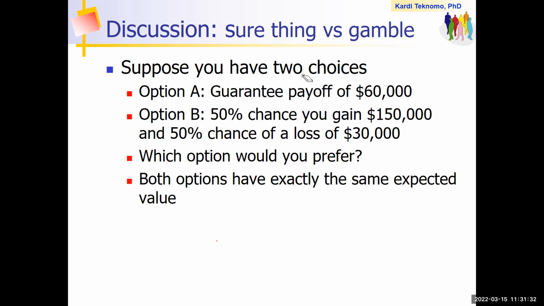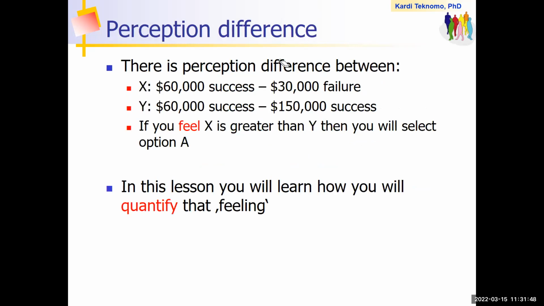In this example, comparing surety and gamble, which one will you choose? Everyone has a different preference, so there is no right or wrong. Perception is different. Between 60,000 success and 30,000 failure, or 60,000 success minus 160,000 success, if you feel that X here is greater than Y, then you will select A. In this lesson you will learn how to quantify that kind of feeling.